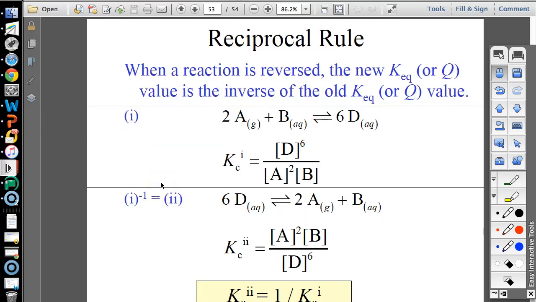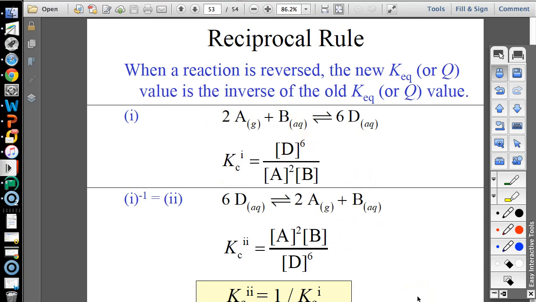I love when they use letters. Okay, so this is my original reaction. Don't freak out, it's a bunch of letters, whatever. But this is what we've been doing. If 2 is in front of this A, well, this is a reactant, so it goes on the bottom, and I raise it to the 2nd power. And then B is here, and D is raised to the 6th power. This is your equilibrium constant for this first reaction, example number 1.